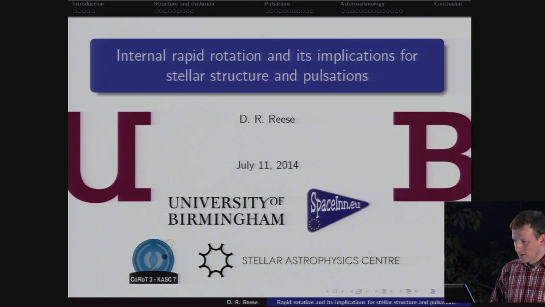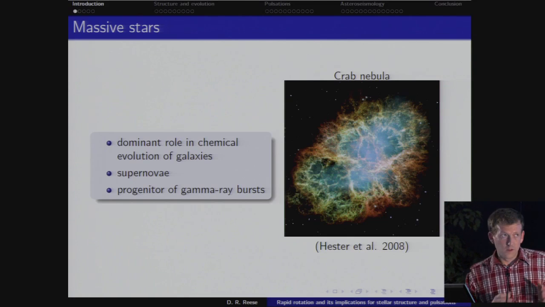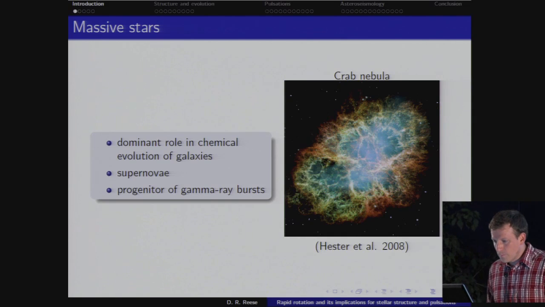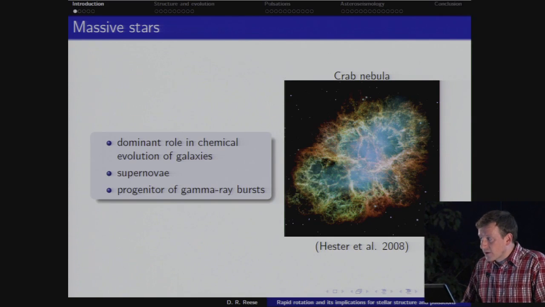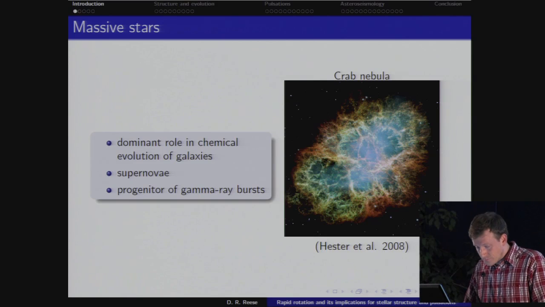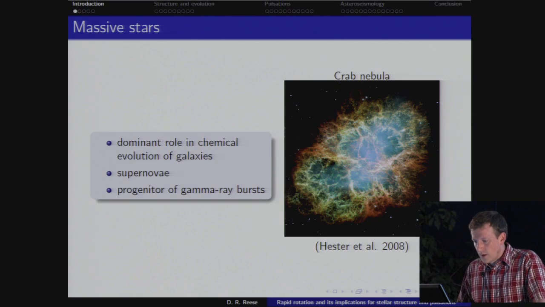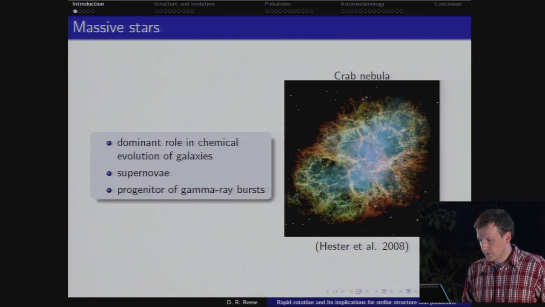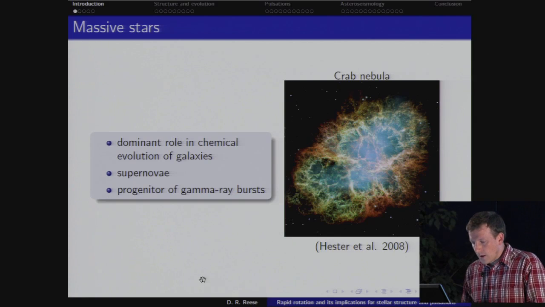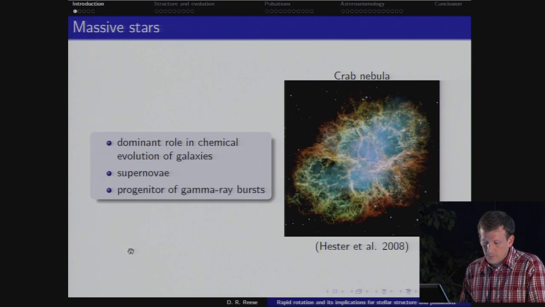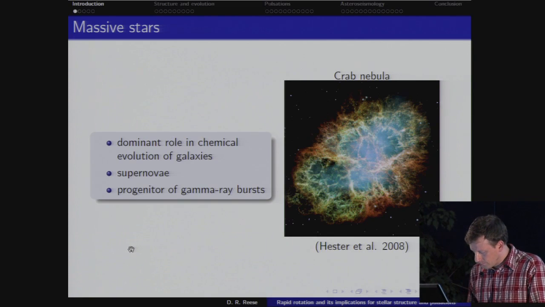All right? So, first of all, in terms of introduction, I'd like to talk about massive stars. Massive stars are very important for several domains in astrophysics. They dominate the chemical evolution of galaxies through their winds, their supernovas. And here on the right, you have the aftermath of a supernova. And then they're likely to be the progenitors of gamma ray bursts.